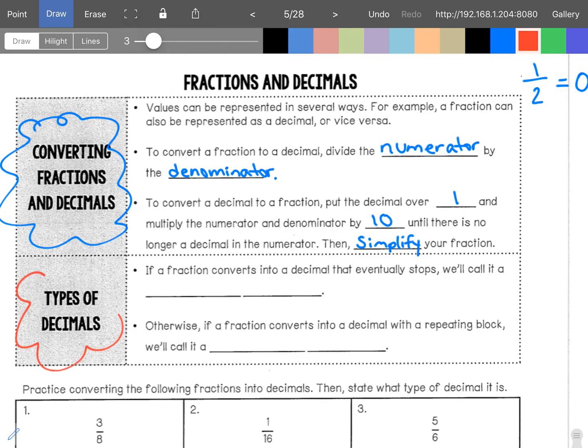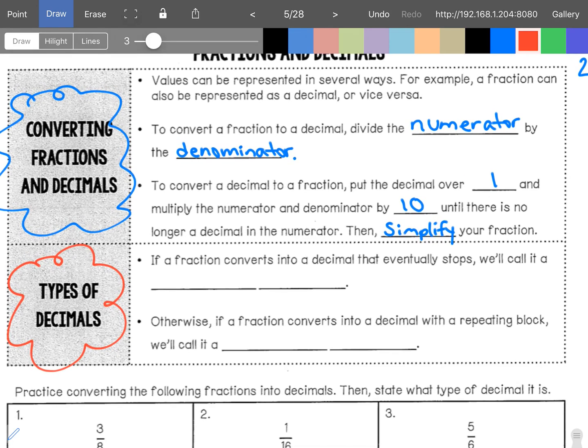Okay, types of decimals. If a fraction converts into a decimal that eventually stops, we will call it a terminating decimal. Otherwise, if a fraction converts into a decimal with a repeating block, we'll call it a repeating decimal.